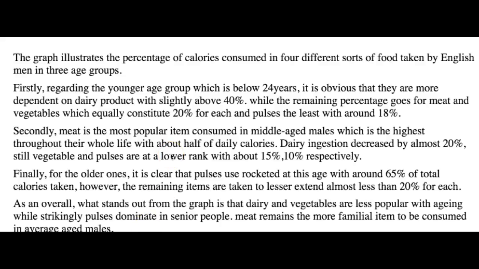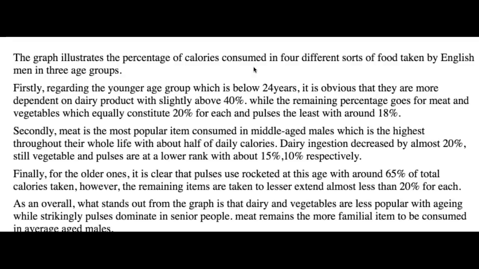So the graph illustrates the percentage of calories consumed in 4 different sorts of food by Englishmen in 3 age groups. That's fine. How could we improve it for clarity? Or we could say the graph illustrates the percentage of calories consumed by Englishmen in 3 age groups, or the calories of 4 different sorts of food consumed by Englishmen in 3 age groups. Okay? Just different ways there. Anyway, that's an improvement, not a correction.